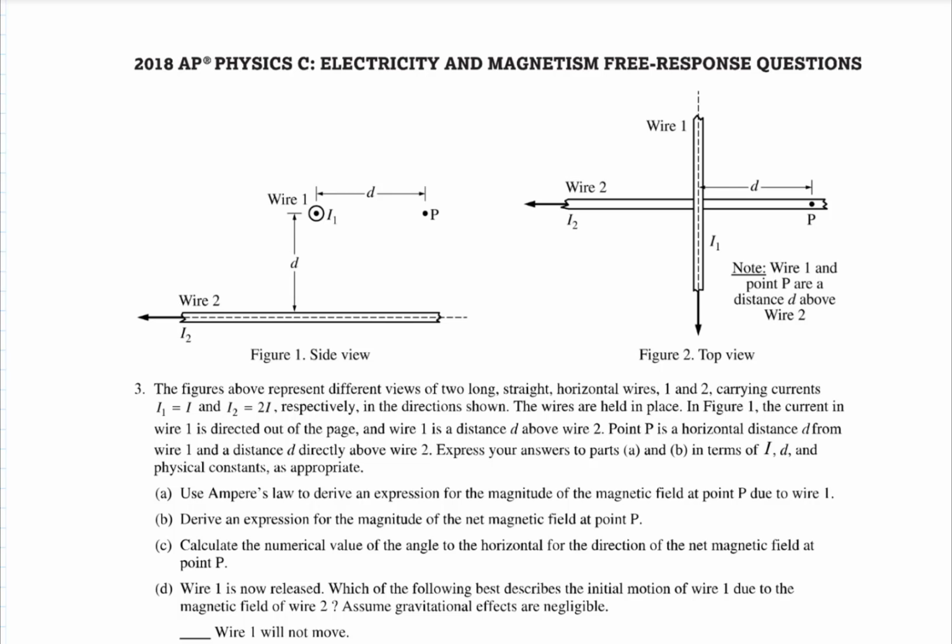This is the third question from the 2018 Physics C Electricity and Magnetism exam. If you look in the notes, the link to this question and the solutions to this question is there, straight from the College Board's website, with a lot more useful information than you have here. So please explore that link. This is just me working through those solutions.